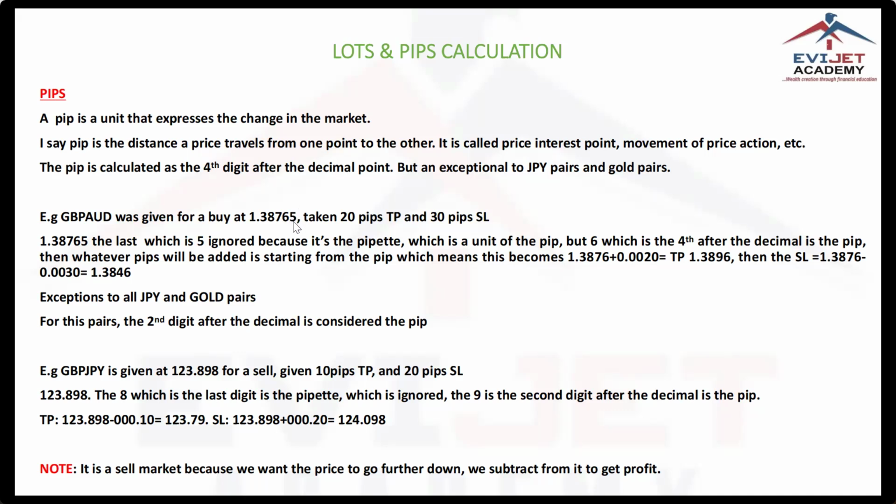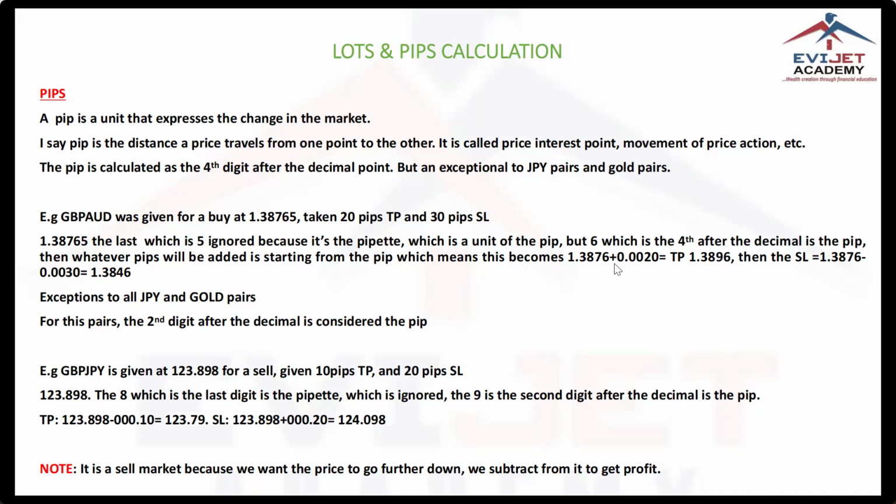You can still bring it back as the fifth decimal point, but when calculating, you remove it. So that's what this is trying to say. The last digit, which is 5, is ignored because it's a pipette, which is a unit of a pip. But 6, which is the fourth after the decimal, is the pip. The pips will be added starting from the pip. So are you seeing what is done here now?